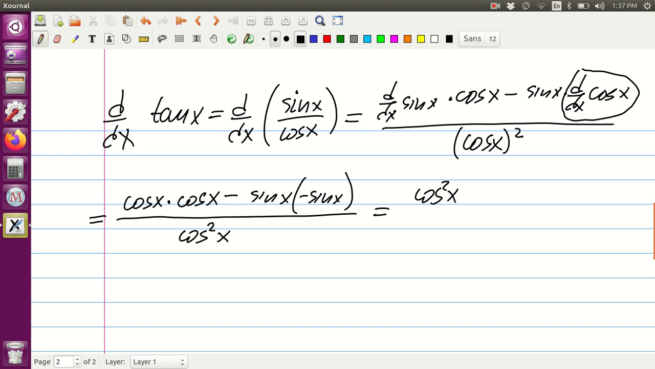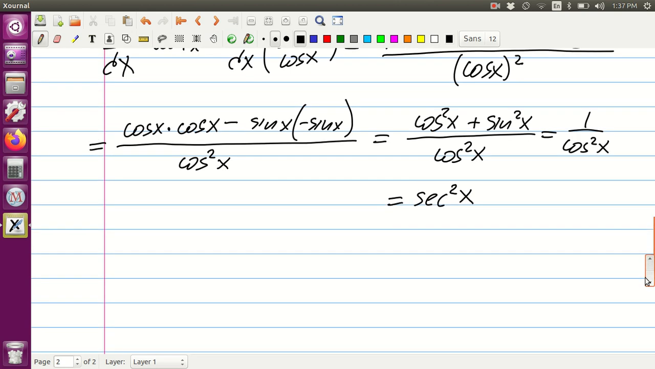We have cosine squared of x minus sine, and minus sine gives us plus sine squared of x, divided by cosine squared of x. And we know from the identities from two classes ago that cosine squared plus sine squared is equal to 1. So we have 1 divided by cosine squared of x. But we also know that 1 over cosine is exactly secant, so this is secant squared of x. Conclusion: if we want to find the derivative of tangent, it's going to be secant squared of x.